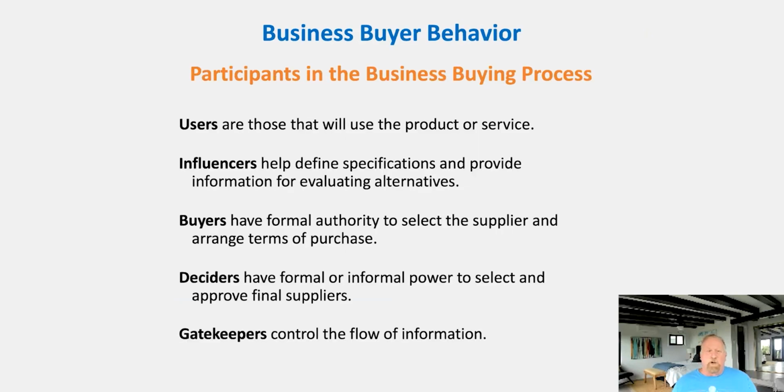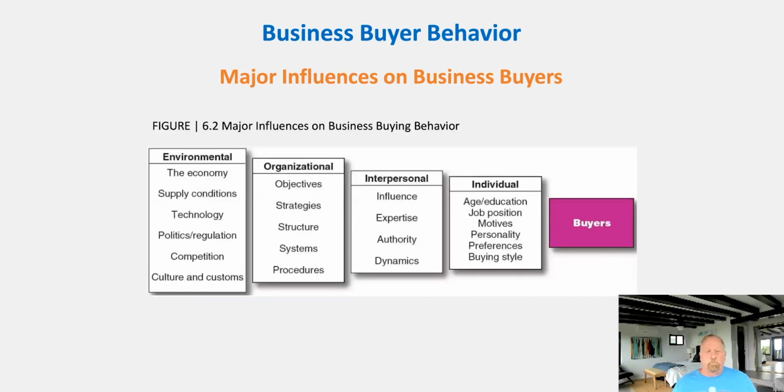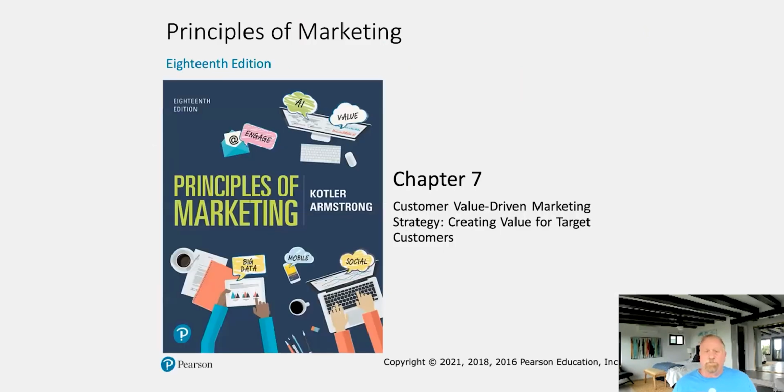We also talk about buyer behavior and who is involved in the buying process. Who are these characteristic roles? Since it's not one person, it tends to be a group of individuals in the buying center. These are our major influences on buyer decisions. Just like we had the consumer, here's the business buyer, and it has a very similar environment. You should understand the environmental, organizational, interpersonal, and individual influences on the buyer.